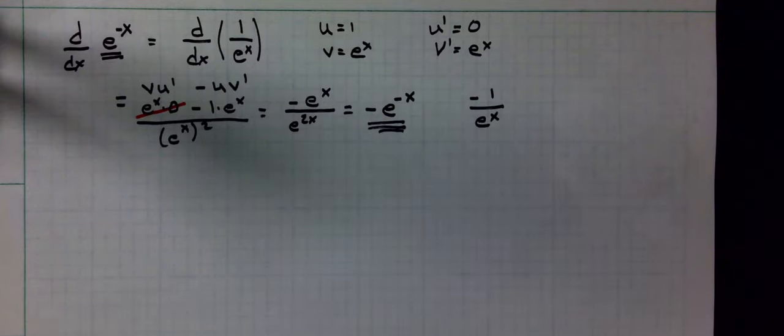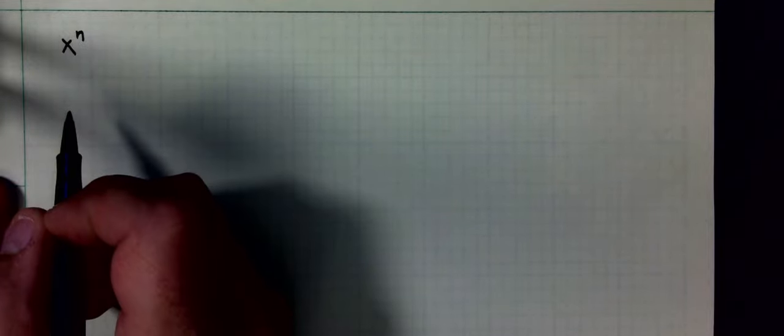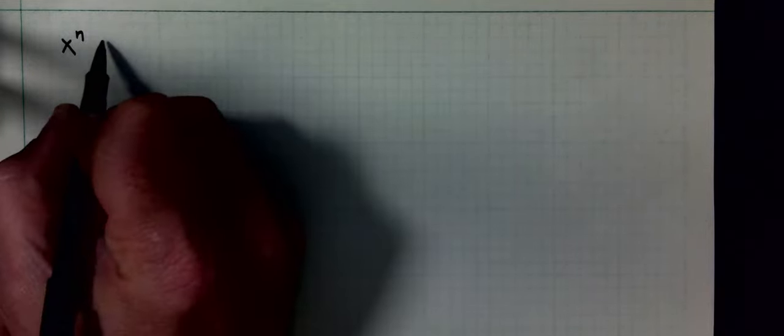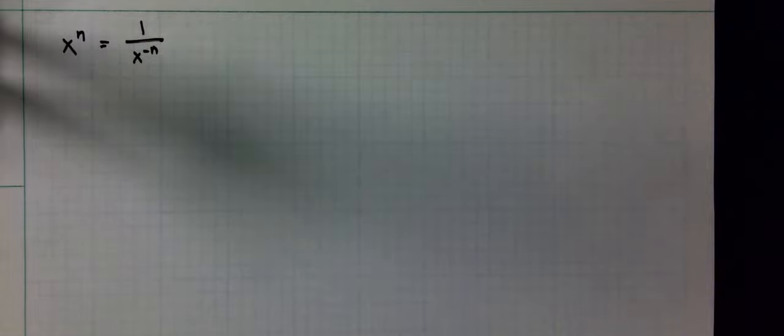That gets us through the product and quotient. And that's going to get us to being able to expand the power rule. In the last lecture, we said that the power rule was only good for positive exponents. So I'm going to say that we have some function x to the n, and I'm going to say that I can rewrite that as 1 over x to the negative n. Be straightforward. Definition of negative exponent.